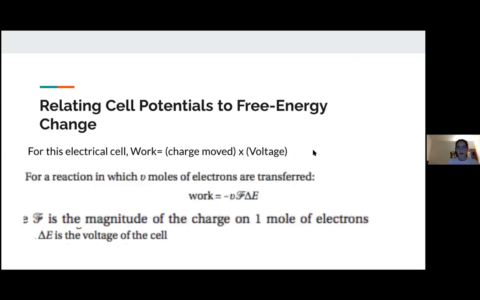So now we're going to go back and relate the previous two concepts, relating cell potentials to the free energy change. For this electrical cell, work is going to be equal to charge moved times voltage, which was explained in one of the previous slides with the Q times delta E. And so for a reaction in which V moles of electrons are transferred, work equals negative V F delta E, where F is the magnitude of the charge on 1 mole of electrons, and delta E is the voltage of the cell.